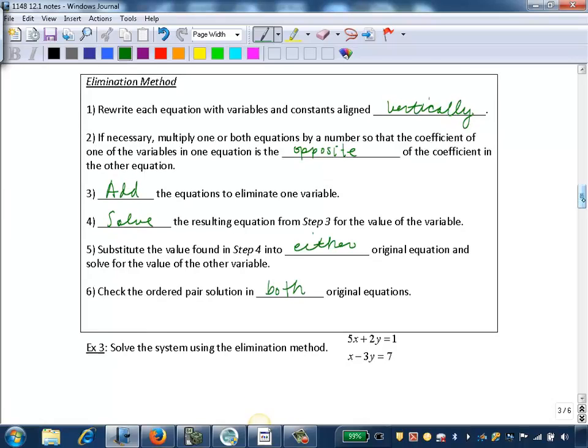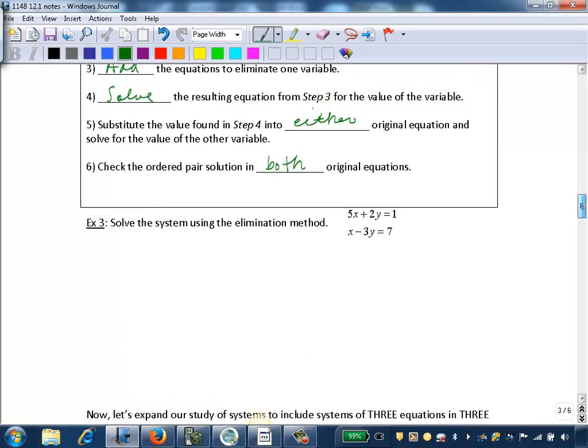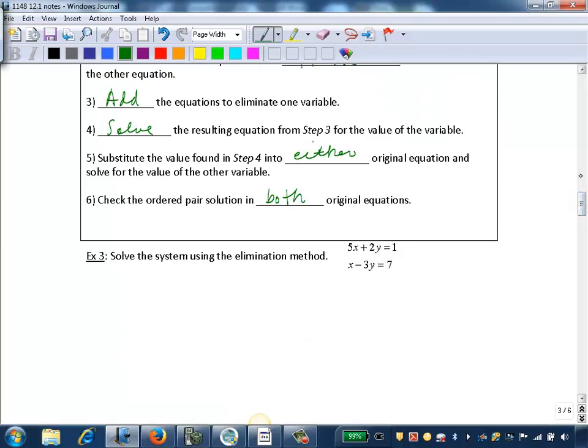So let's go right to an example, example 3. Let's solve this system using the elimination method. We have 5x plus 2y equals 1, x minus 3y equals 7. So this is already aligned. The x's are aligned vertically, the y's are aligned, the equal signs, and the constant. So we don't have to do any arranging.